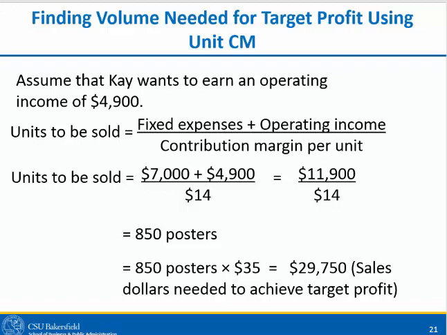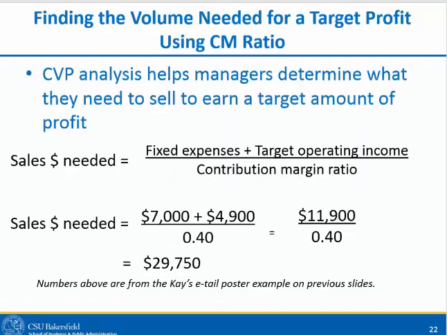And also you can use the contribution margin ratio to do that. So in this case, you can divide the fixed expenses plus target operating income by contribution margin ratio to find the sales dollars needed. And you have 7,000 plus 4,900. You may ask me, hey, what is 4,900? Well, that's in the question.